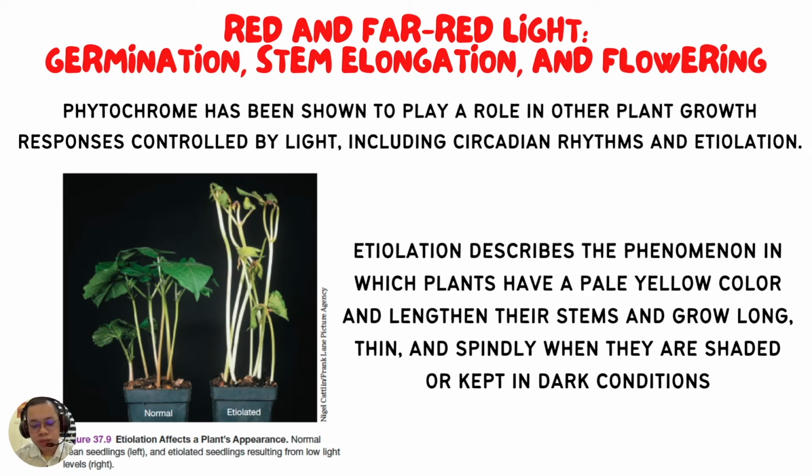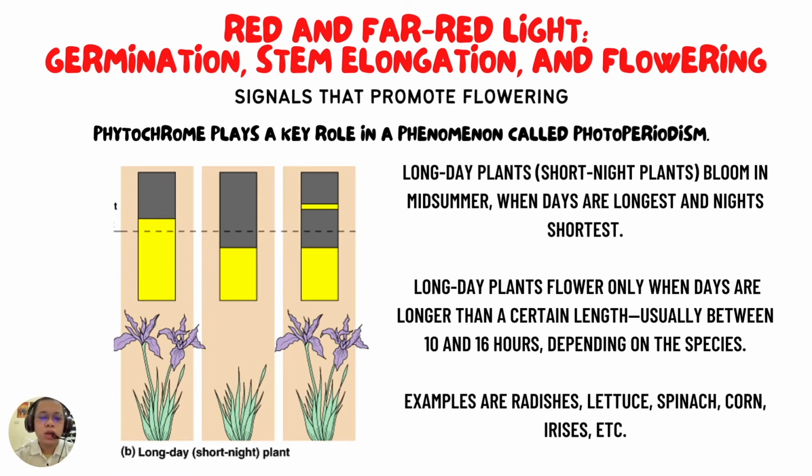Did you know, this happened because of the far red light, because these etiolated plants are being stored in a place that is dark, or in dark conditions. It means that there is no light. The one responsible for stem elongation is the far red light. Now let's go to flowering.